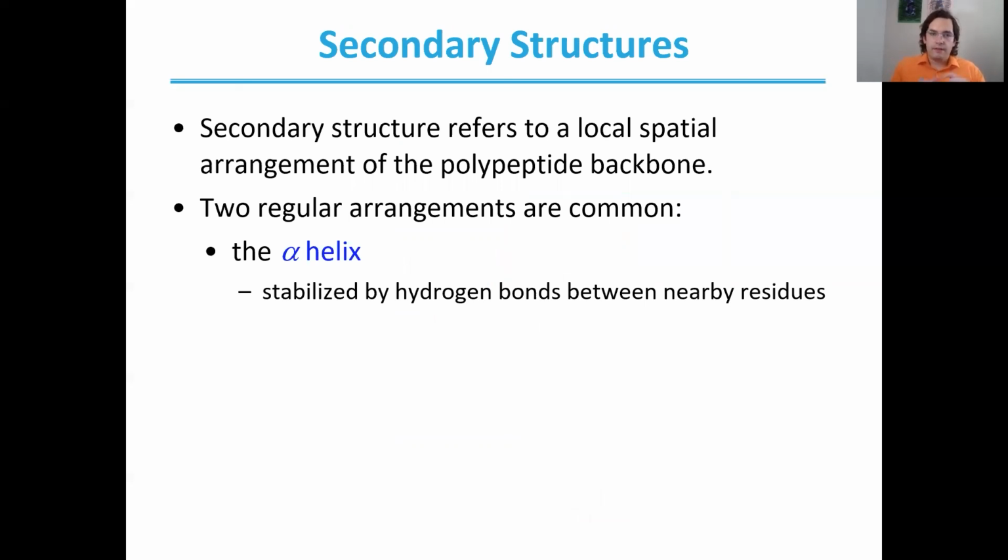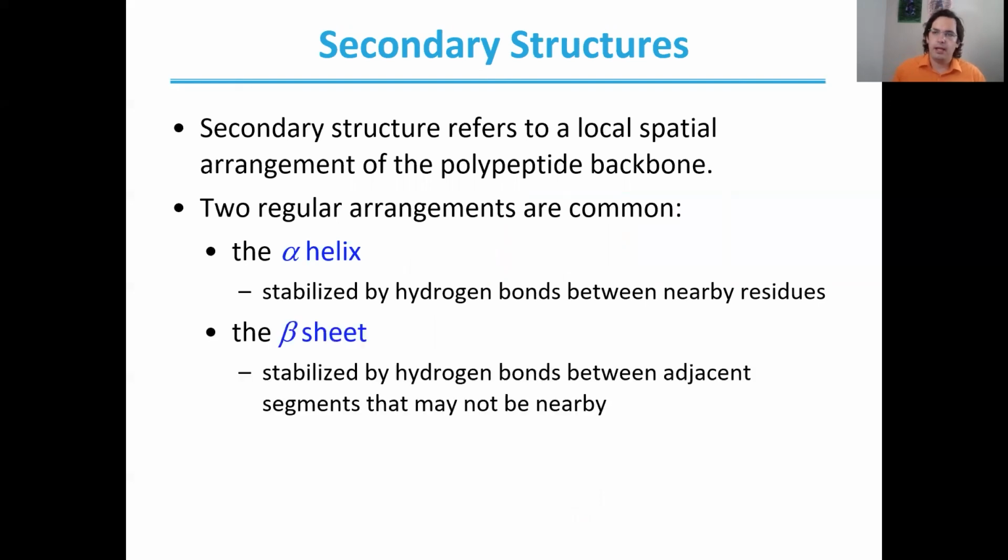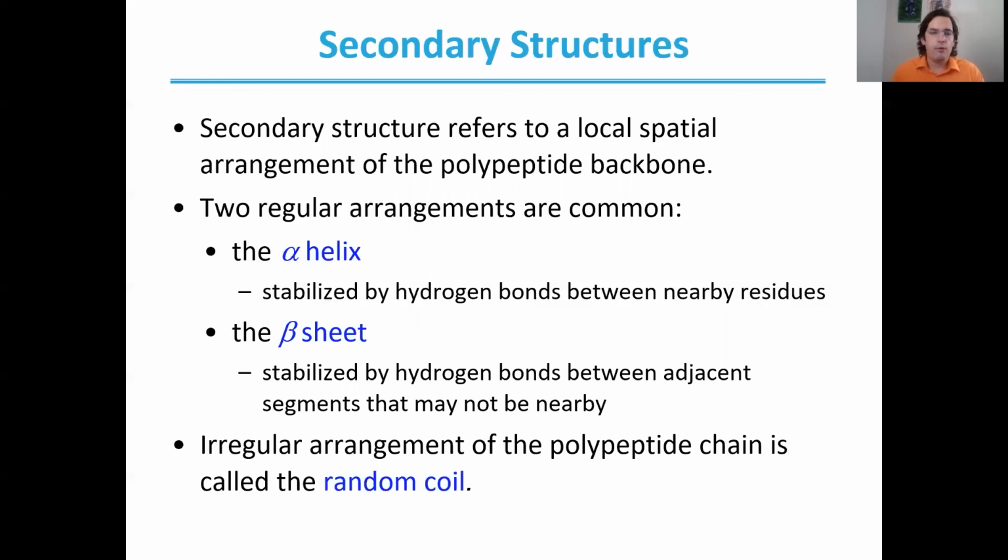So again, our secondary structure is that local rearrangement of our polypeptide backbone. And the two regular arrangements that we commonly see are the alpha helix and the beta sheet. And again, both of these will use psi and phi angles that will minimize that steric hindrance that we saw plotted in that Ramachandran plot. We do also see some regions that will have an irregular arrangement, so they won't have a specific secondary structure, and we call these random coil regions.